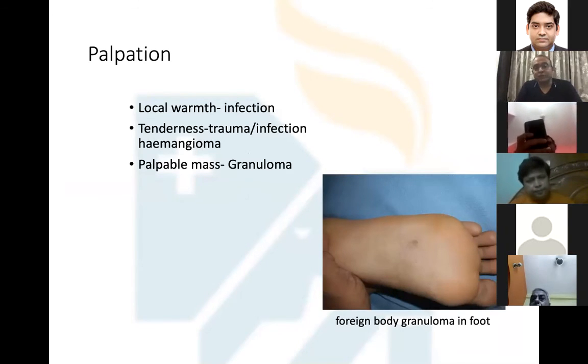Now, apart from inspection, when it goes to palpation, again you have to corroborate your findings. Find out if there is local warmth suggestive of infection, or any localized tenderness, as in children there might not be anything much evident in the X-rays, or any evidence of infection or hemangiomas. And here, as you see in this child, there is a foreign body granuloma. So you have to be very careful in your palpatory skills also.